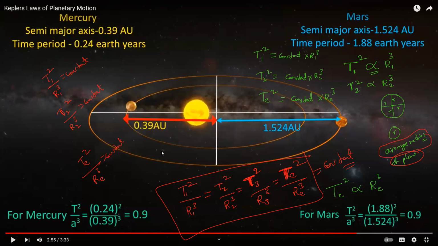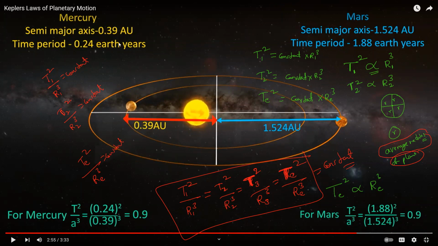I have one doubt, sir. Yes, ask me. By dividing the square of the time period by the cube of the radius, what will we get, sir? We will get some value, and that value remains constant for every planet. That is called Kepler's third law. Do you understand? Yes, sir. Are you clear? Yes, sir.